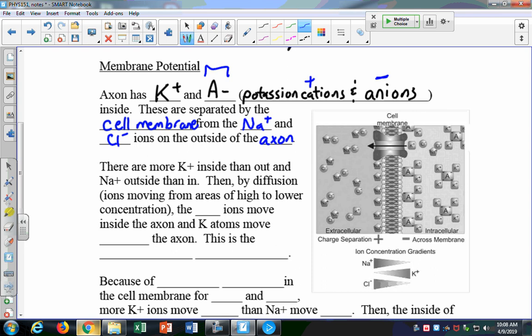So by diffusion, the sodium ions will move inside the axon. These sodium ions are going to move in this direction, and the potassium ions are going to move outside. The potassium ions move in this direction only because there's a gradient. There's a gradient of concentrations for the sodium, the potassium, and the chlorine. You're going to get this motion of ions from one side to the other. So this is the concentration gradient. That's one of the things that causes these ions to move from one side to another.